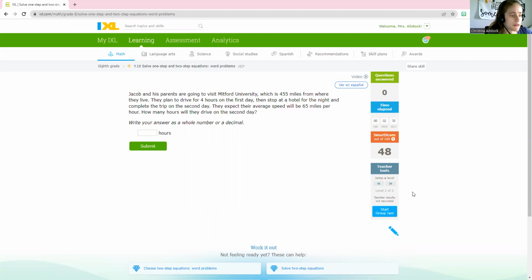They plan to drive for 4 hours on the first day, then stop at a hotel for the night, and complete the trip on their second day. They expect their average speed will be 65 miles per hour. How many hours will they drive on the second day? Write your answer as either a whole number or a decimal.